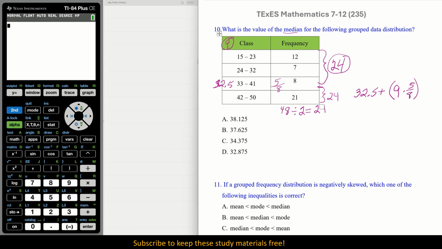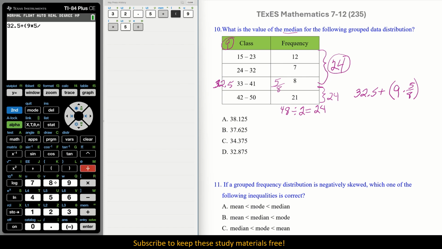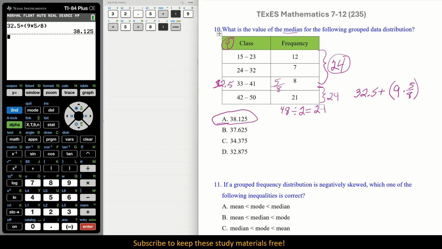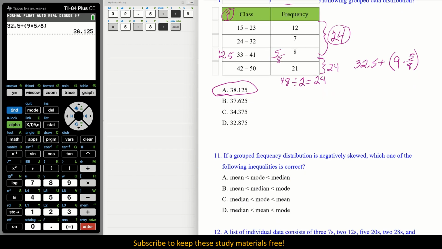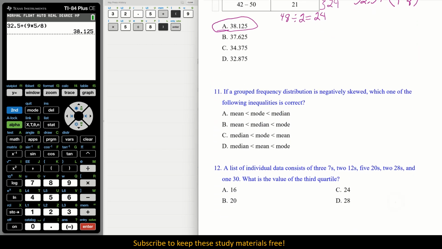Now, if we put this in the calculator, we should come out with something nice, okay? 32.5 plus 9 times 5 divided by 8. Let's push enter. And yes, option A satisfies. That would be the median. Okay, let's go to number 11.